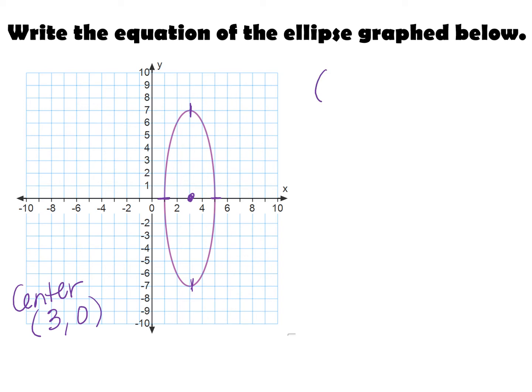So we can fill in the top part. So x, again, it's the opposite, so -3 squared plus, and then it's just going to be y squared. And again, that has to equal 1.